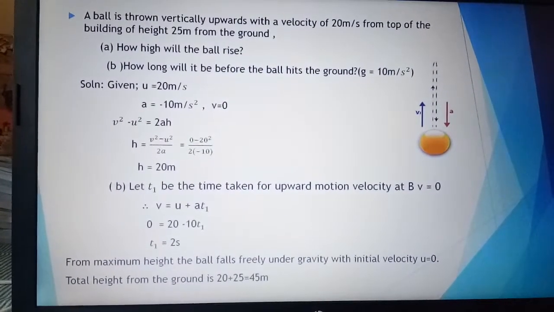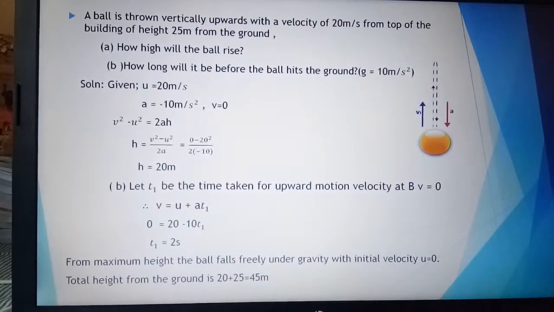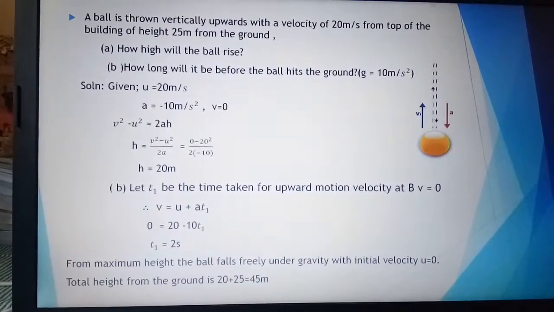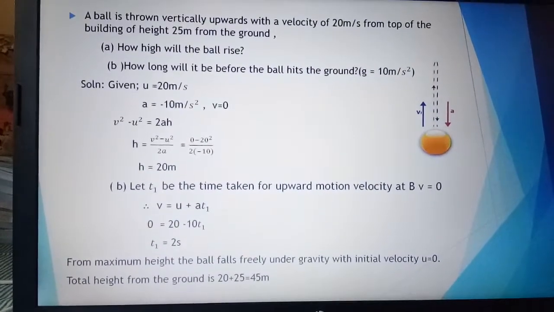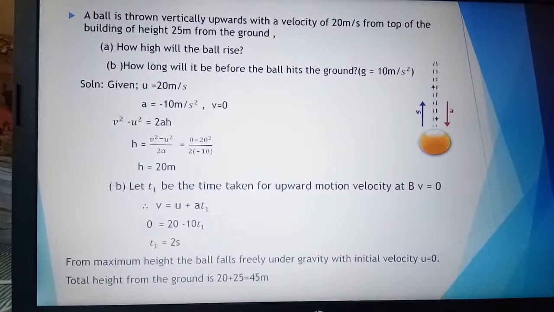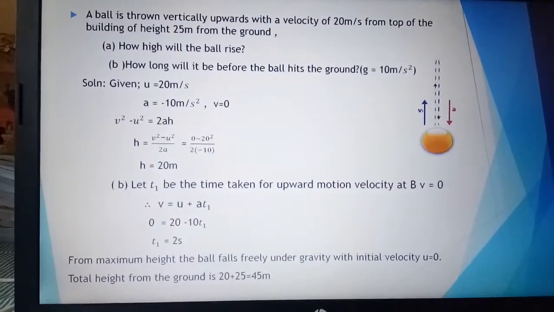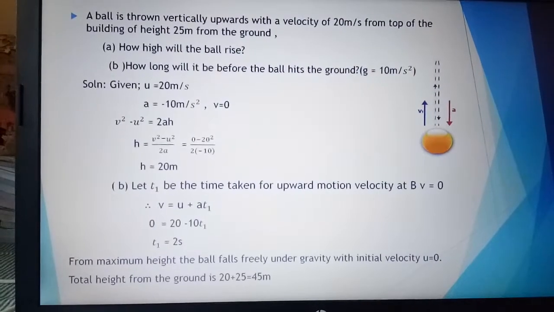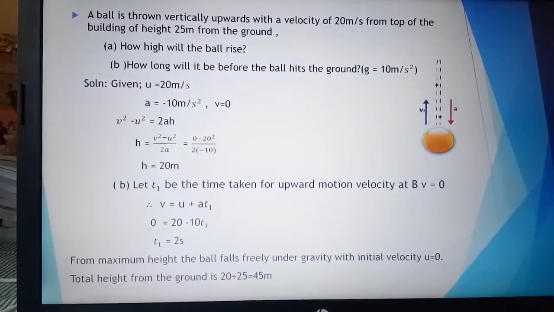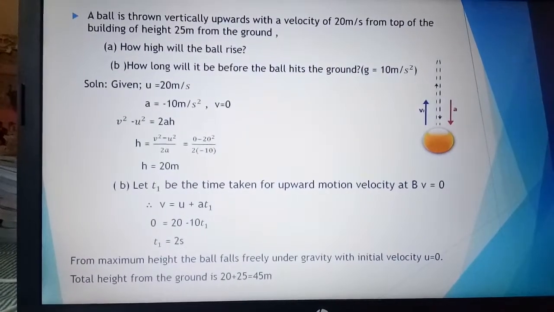So s is substituted here by h. So it becomes v square minus u square is equal to 2ah. Therefore h is equal to v square minus u square by 2a. Substituting the values, it becomes 0 minus 20 into 20 divided by 2 into minus 10.